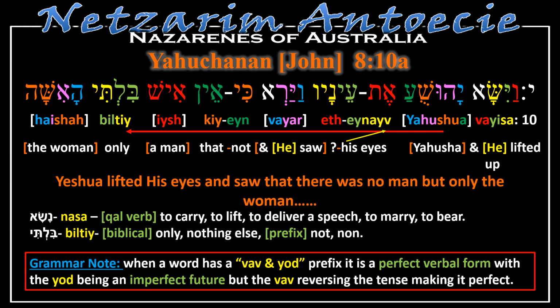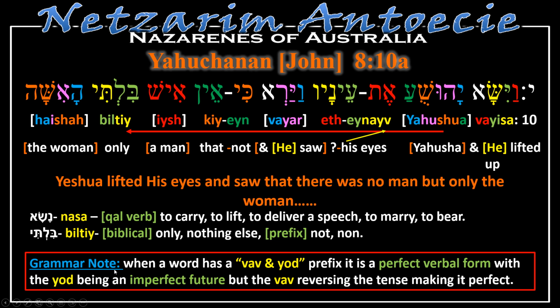So let us just return to what we know we're up to. And we're talking about the time where this woman was brought before him by the religious leaders who wanted to see if he would stone her. And so we see that at the end of that, she's there left alone. So that's where we get the translation. Yeshua lifted his eyes and saw that there was no man but only the woman, because all the other people had left after feeling guilty.